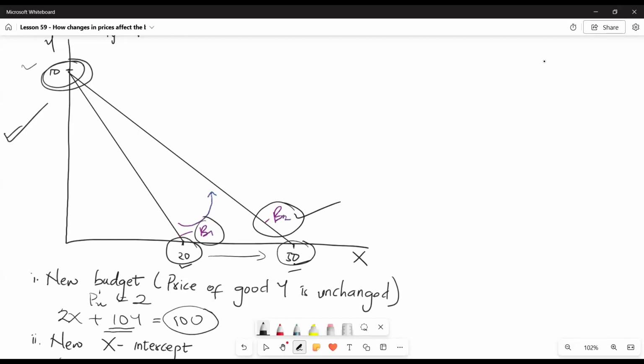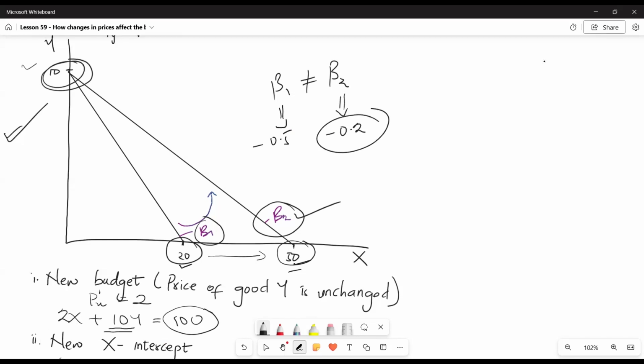So we have B2 being our new budget line given the old income, the old price of good Y, and the new price of good X. The next thing we see here is that the slope of B1 is not the same as the slope of B2. Before the change in the price of good X, the B1 slope was minus 0.5, and now the new slope is minus 0.2.